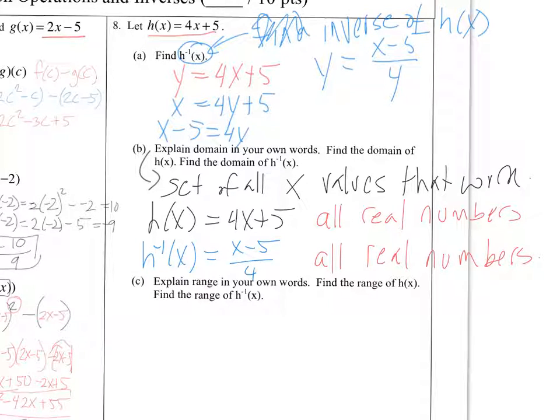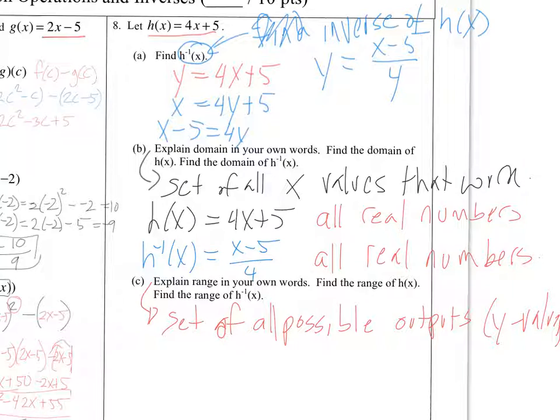Okay? The second part of this is explain the range in your own words. Range is something else we haven't really talked about, and there are a couple reasons for that. One is that it's harder to find algebraically, although there is a very simple thing for us to do once we know how to find inverses. And we'll talk a little bit about that in class. So range is going to be the set of all possible outputs, otherwise known as y values.